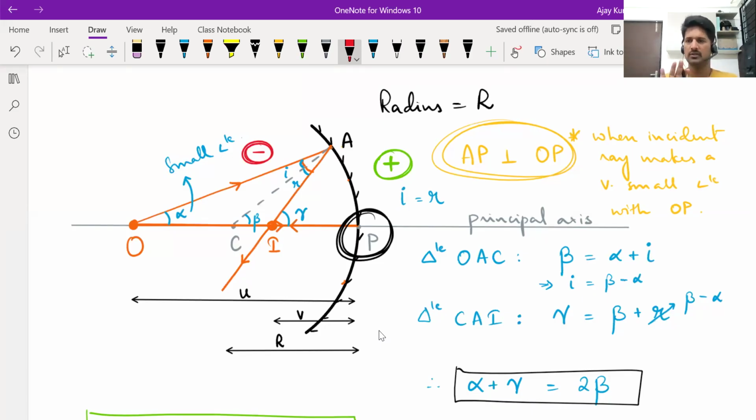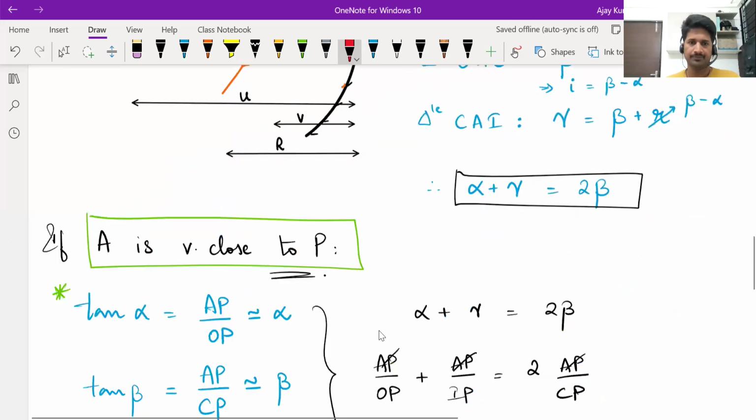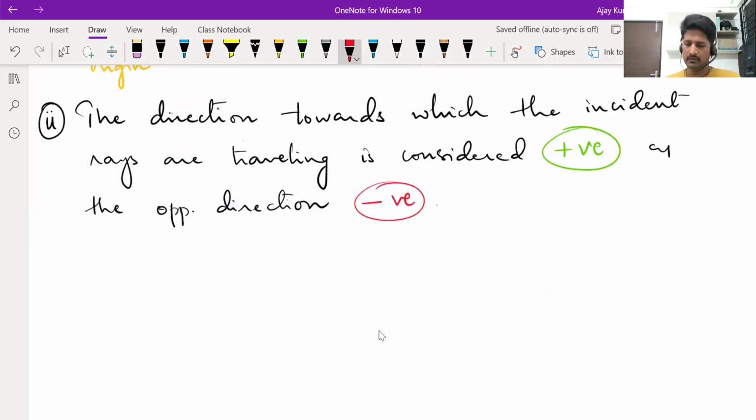Pole is the origin, no? So which side to take positive is determined by the direction in which the incident rays are traveling. Here object was on the left side, so rays are going to the right side, therefore right side is positive. If object is on the right side, rays will come to the left side, then left side will be taken positive. So you have to visualize rays traveling. Fine. So along the principal axis, which side to take positive and which side to take negative depends on the direction in which incident rays are traveling.